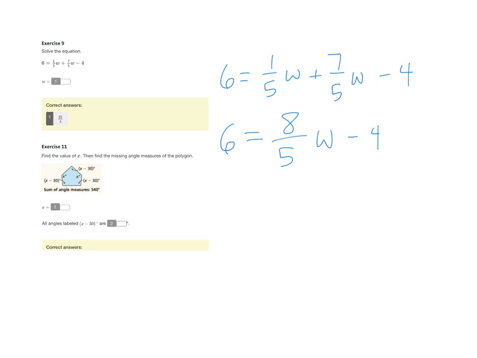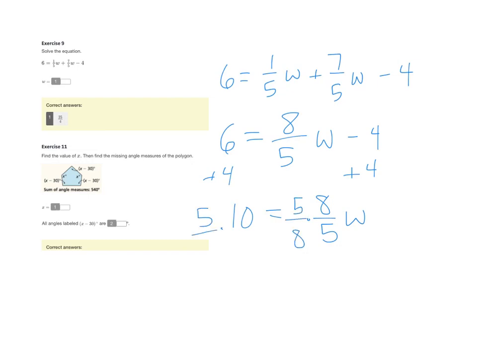Now I'm going to get rid of minus 4. So the inverse of taking away 4 is going to be adding 4 to both sides. I'm going to get 10 is equal to 8/5 w. Now, to separate this fraction from this variable, the easiest way to do this is to multiply by the reciprocal, because the reciprocal times the fraction is always going to be 1.